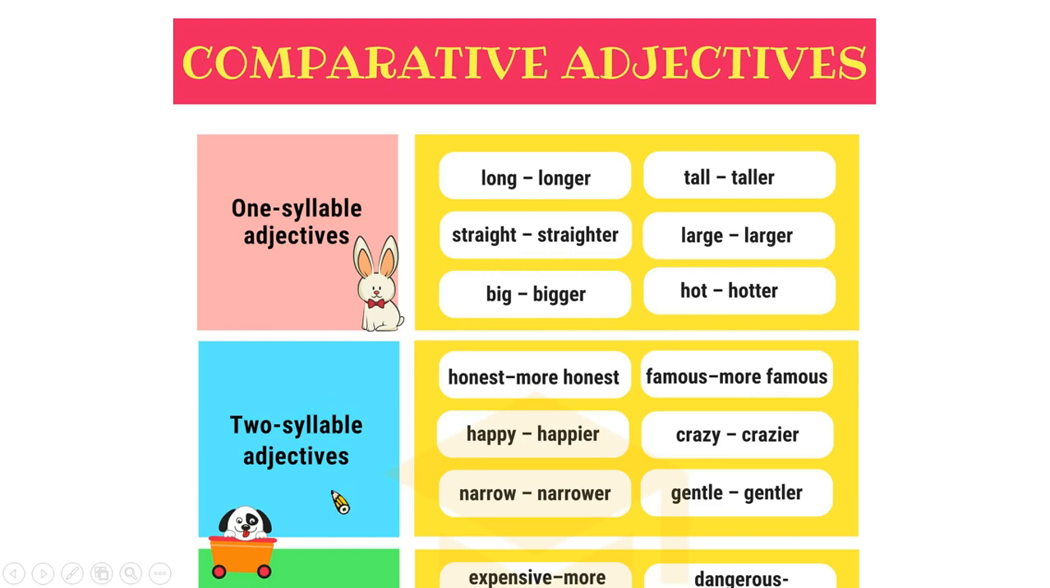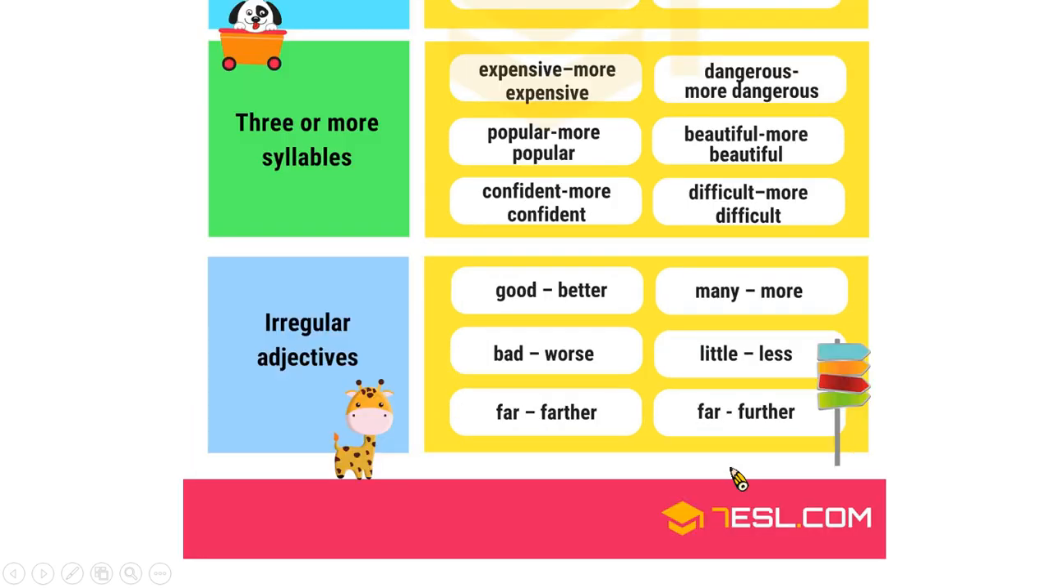When we look at a two syllable adjective, which means there are two syllables, we need to memorize whether we use more or er. For example, honest, we use more honest, but happy, we use happier. So these are the other examples. Look for yourself. Now let's have a look at three or more syllables. When you see three syllables, it's easy. Definitely use more here. Expensive, we use more expensive. Popular, we use more popular.